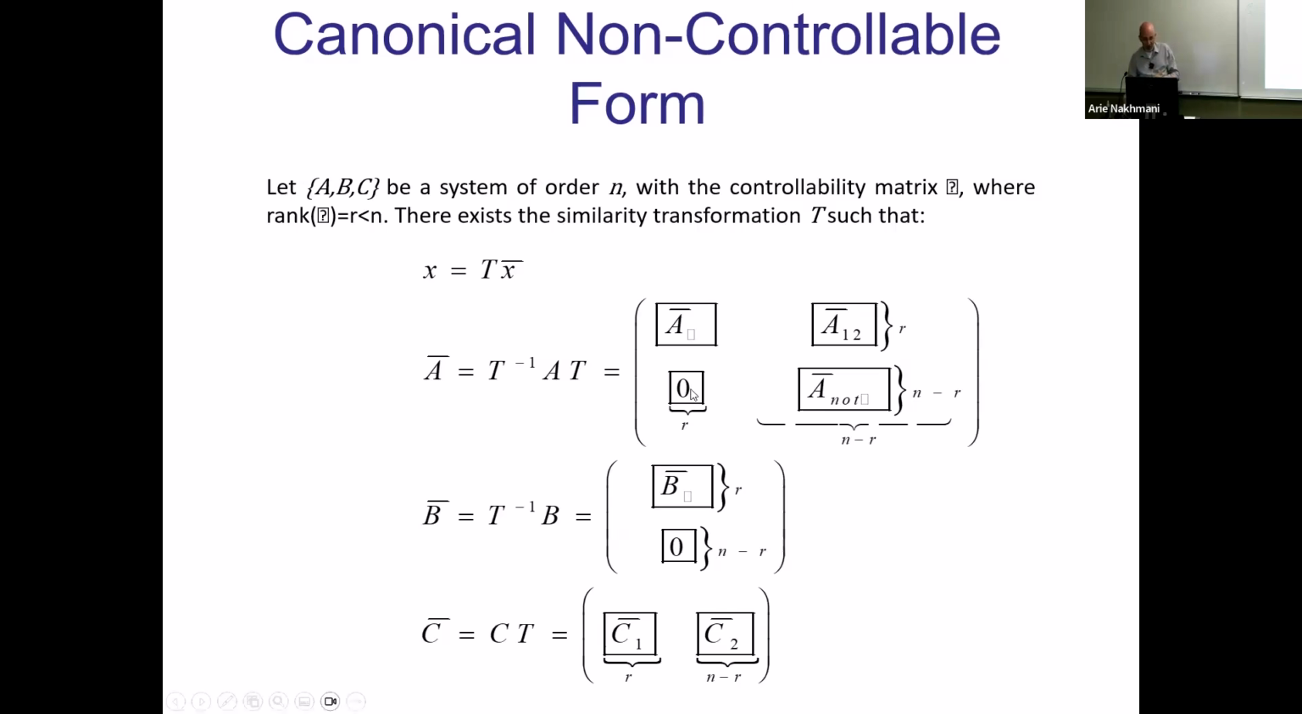So you'll have a block of zeros, and pay attention that the controllable block will be R by R because you have R independent rows in the controllability matrix. So the number of controllable poles is R. And this means that this block needs to be R by R. And the length of the block of zeros here also should be R to fit that dimension.